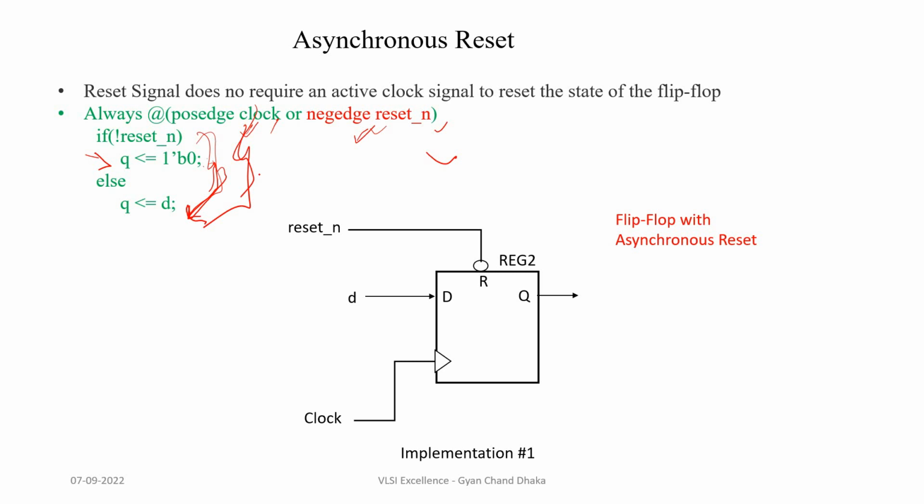Now, how will this Verilog RTL code get realized into a circuit? This is how it will get realized. Here is a flip-flop with asynchronous reset, and we can see that the reset signal will get connected to the asynchronous reset pin of the flip-flop.